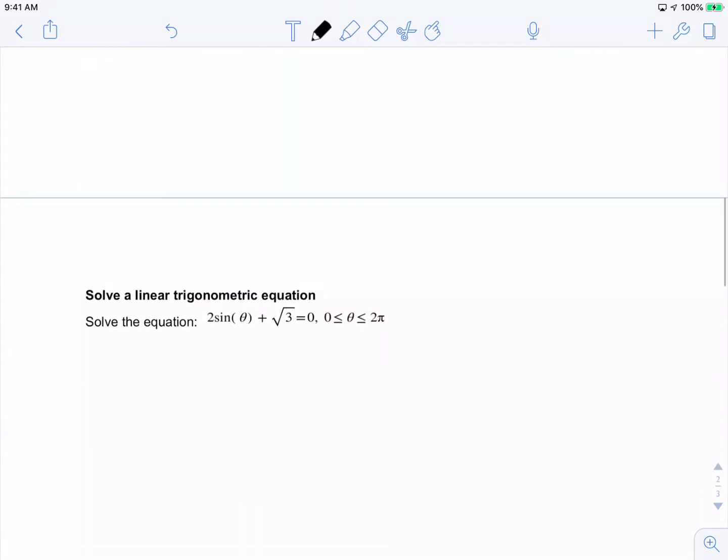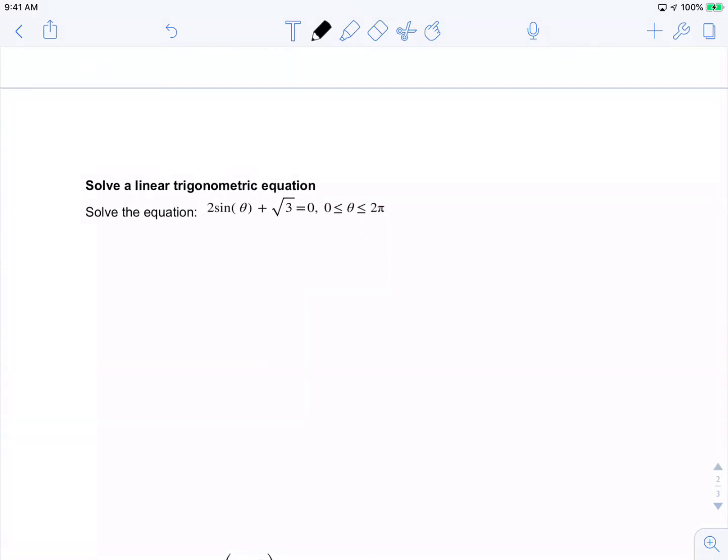All right. Here's another example. In this example, we see that there is a bit of a restriction, and so we need to pay attention to that restriction. So 2 sine of theta plus radical 3 is equal to 0. So we're going to try and see if we can solve for theta. And we end up finding that sine theta is equal to negative radical 3 over 2.